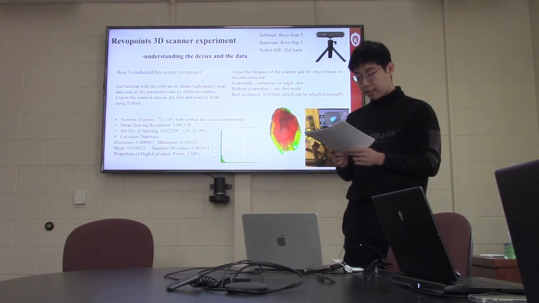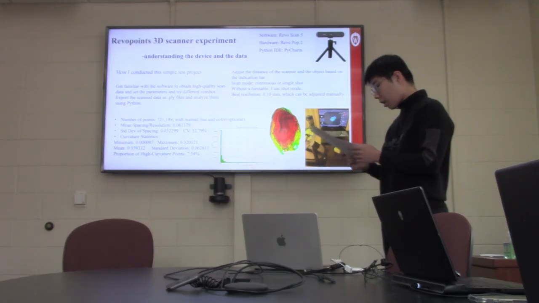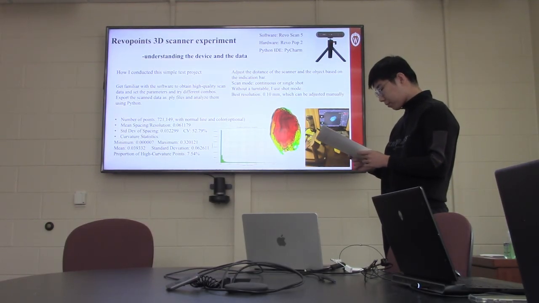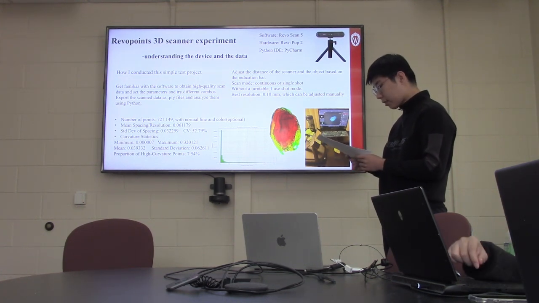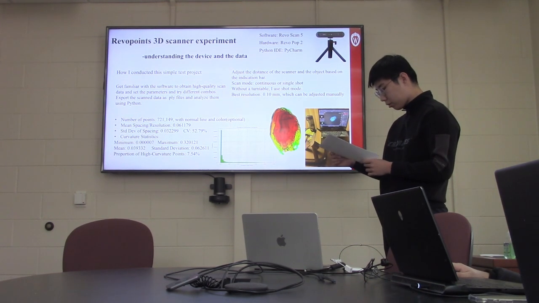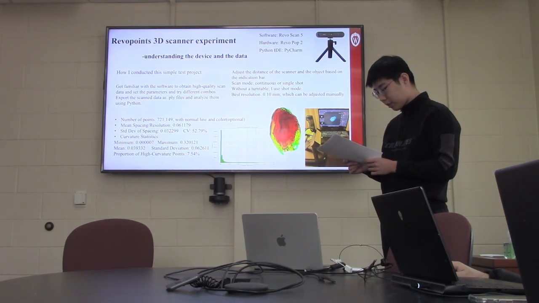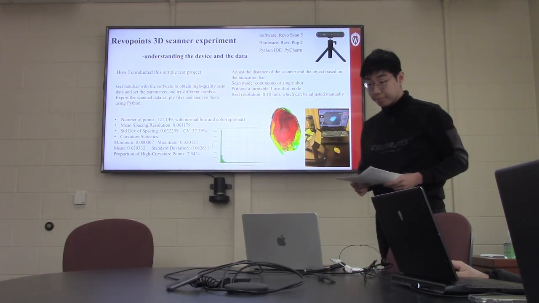The scan of my test object produced a point cloud with roughly 521,000 points. The average spacing between these points was on the order of 0.06 millimeters, with a standard deviation of about 0.03 millimeters. These statistics give me a better understanding of the scan's quality.